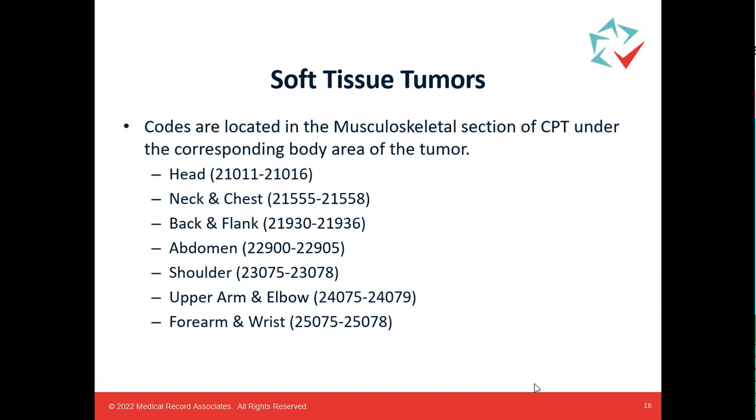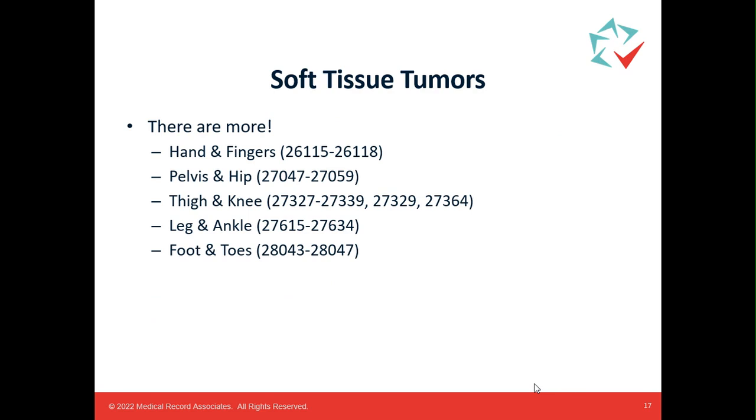As we talked about, our code selection is based on the body area of where that tumor is being removed, and there's quite a few codes available. So everything from head and neck and chest to shoulder and upper arm. If your provider is removing tumors from the shoulder or the upper arm and elbow area, or even the forearm and wrist, don't forget those right and left modifiers if appropriate. And as you can see, we have more hands and fingers, pelvis and hip, etc. So again, with these bilateral areas like arms and legs, hands and feet, we can use that right and left modifier as applicable.